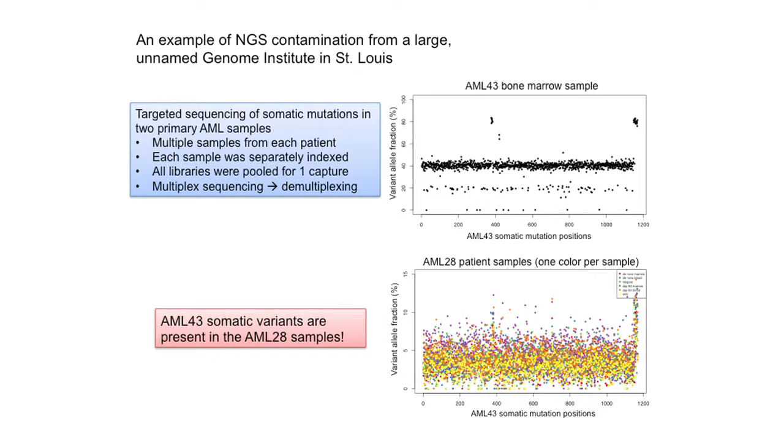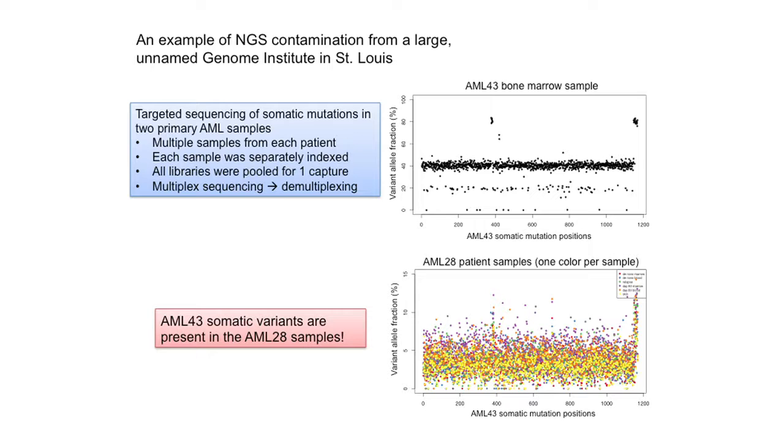And in this first figure, I'm showing the results from one sample. These samples have been whole genome sequenced. We knew where the variants were, and we actually captured the somatic variants that we were interested in. On the first plot here, each point is a somatic variant, and I'm showing them from AML 43, which is one of the samples. This sample had over 1,000 somatic variants that we were interested in. And I'm showing the variant allele fraction for the variants from an AML 43 bone marrow aspirate sample.